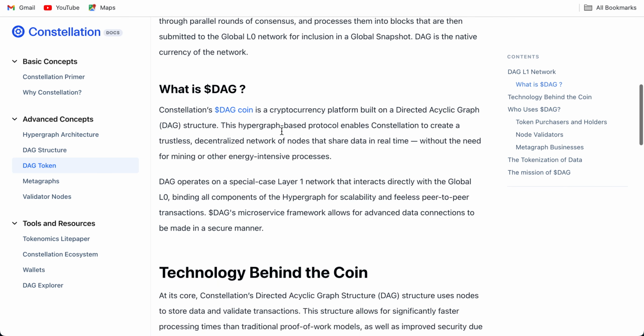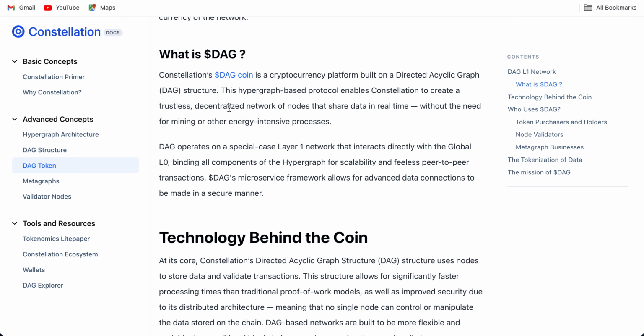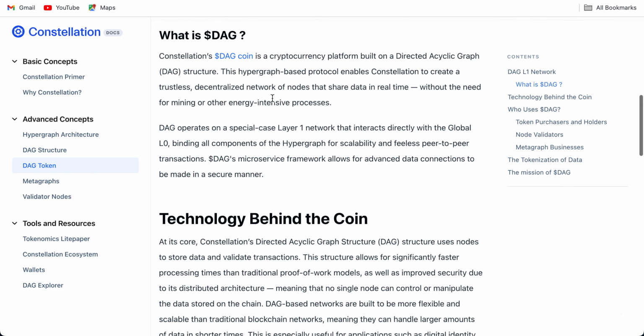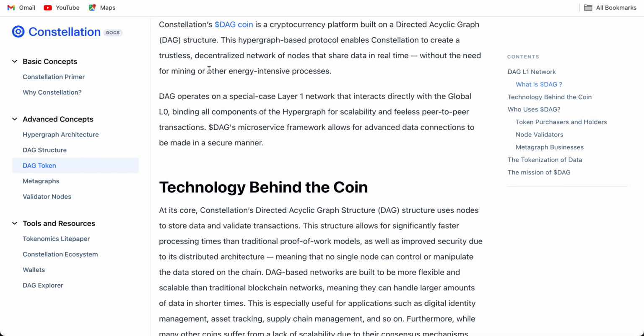Let us move ahead and see what is DAG. What is DAG token? The DAG Coin, Constellation's DAG Coin, is a cryptocurrency platform built on a directed acyclic graph structure. This hypergraph-based protocol enables Constellation to create a trustless, decentralized network of nodes that share data in real time. Trustless means there is no third party involved, without the need for mining or other energy-intensive processes.